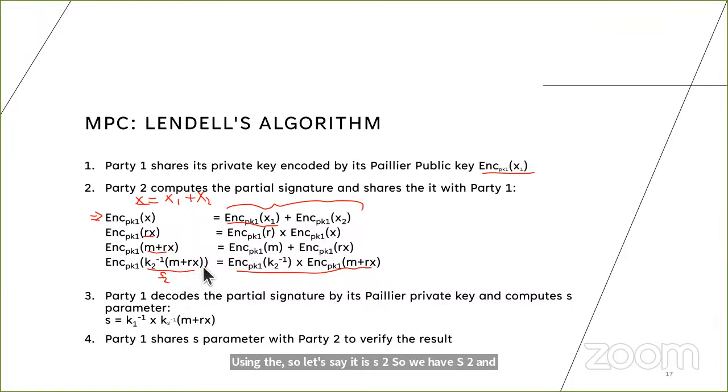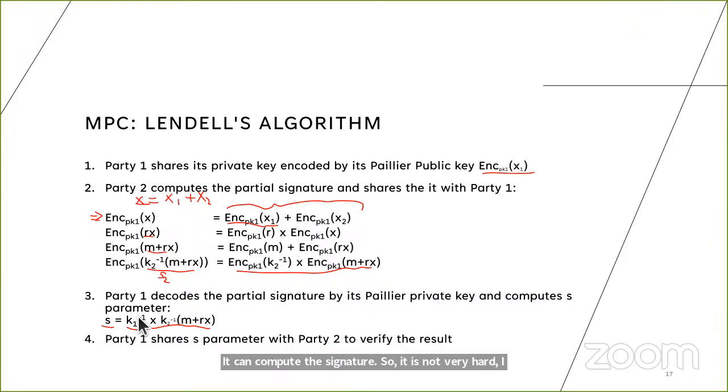So this is the partial computation done by party two, and it will share this S2 encoded with party one, and party one is able to decode S2 encoded and get K2 inverse times M plus rx. And finally, by multiplying K1 inverse by S2, it can compute the signature's s parameter. So it is not very hard, I think.